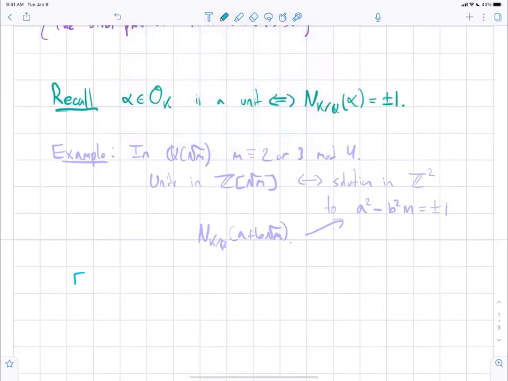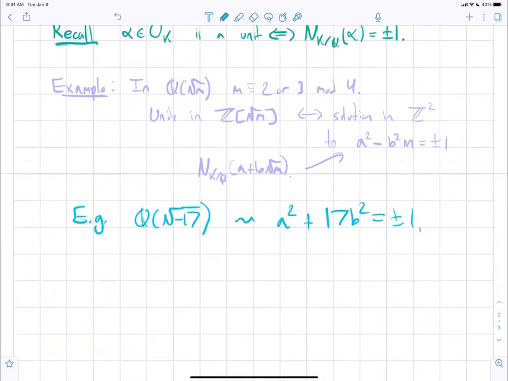So let's look at Q of the square root of minus 17. Then we're looking at a squared. When m is negative, this minus sign gets turned into a plus sign. So we're just looking at a squared plus 17b squared equals plus or minus 1. Well, that's pretty easy to solve. This implies b has to be equal to 0, and a is equal to plus or minus 1, and then we're only going to get 1 here.